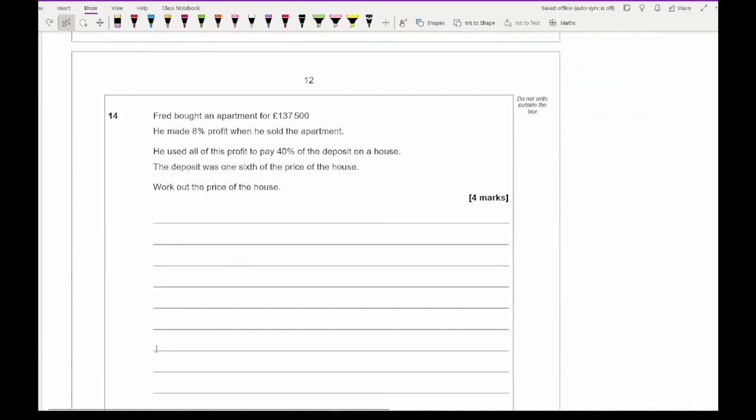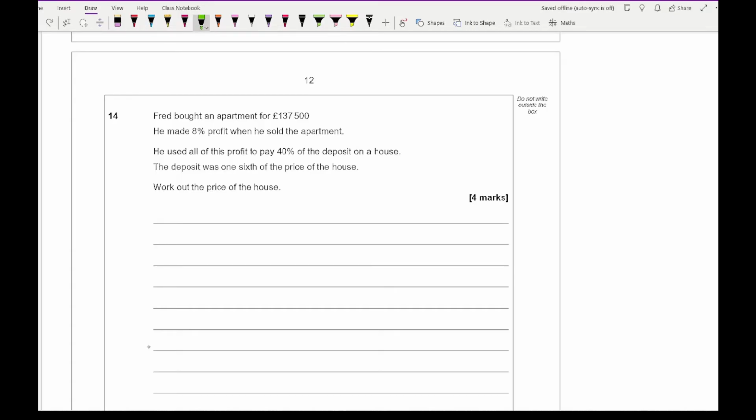Moving on to question 14, it says Fred bought an apartment for £137,500. He made 8% profit when he sold the apartment. He used all of his profit to pay 40% of the deposit on the house. The deposit was 1/6 of the price of the house. Work out the price of the house. So quite a lot of information to digest.